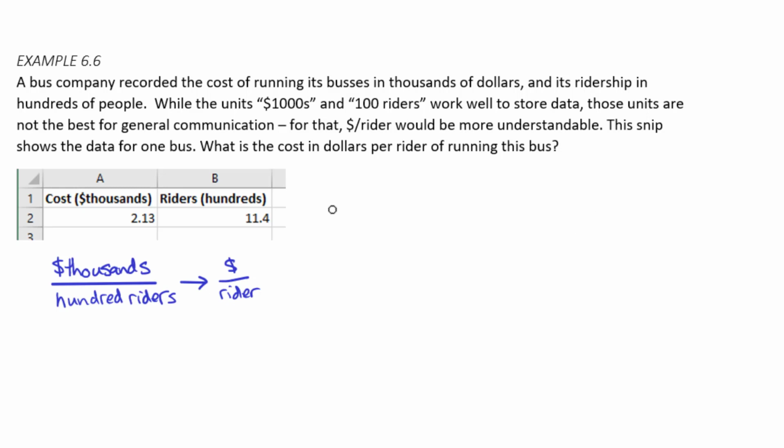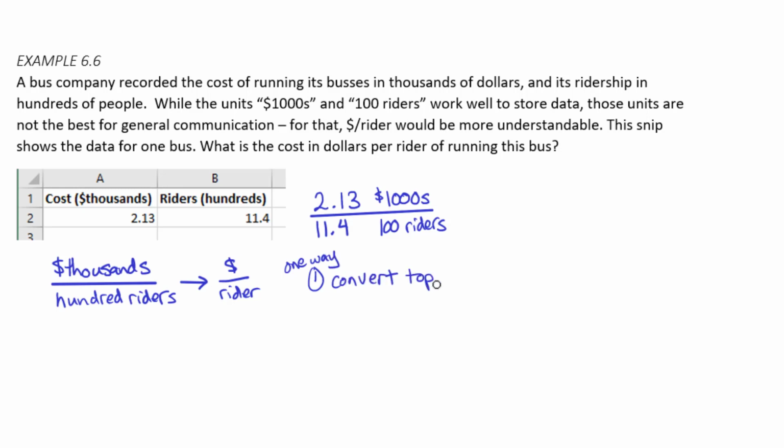There are actually a number of ways to approach this. I'm going to start by writing out what we're working with. We have 2.13 in thousands of dollars divided by 11.4 in hundreds of riders. You can split this calculation up. If you want dollars per rider, you can convert 2.13, which is in thousands, to dollars, then convert 11.4, which is in hundreds of riders, to riders, and then do the division.